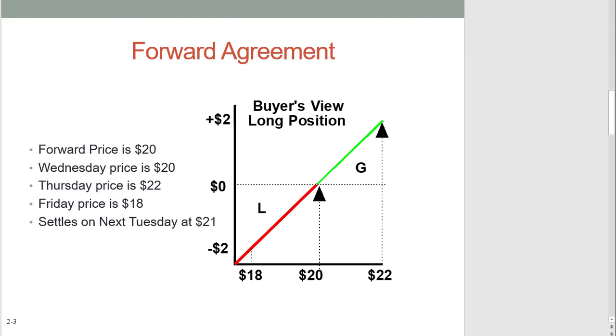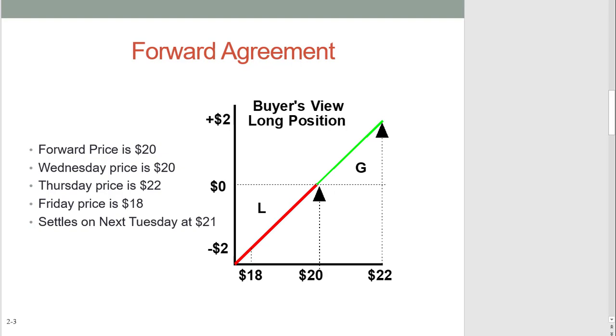If we go with prices less than 20, we see the line is red. For example, on Friday, the price might be 18. So the buyer is paying 20 for something worth 18. They've overpaid by $2, so they have a loss of $2. Anything below 20, below the forward price, would be a loss. That's why the line is red.